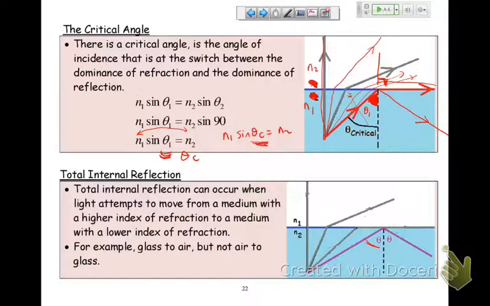So know how to find the critical angle, and understand that if you go above the critical angle, you'll get total internal reflection, and be able to pick out which is the totally internally reflected ray. And the angle of incidence is equal to the angle of reflection for total internal reflection.